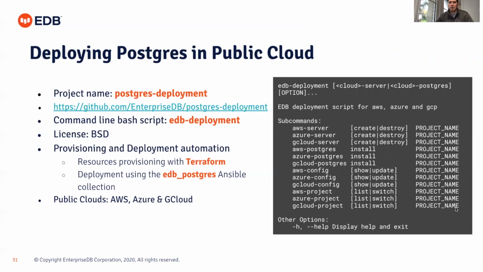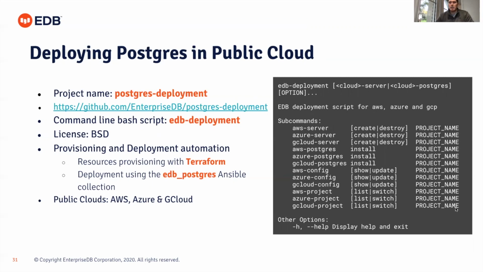Postgres deployment is an open source project hosted on GitHub. It provides a command line bash script named edb-deployment. This tool allows infrastructure provisioning in public cloud, and it allows also to deploy Postgres instances and its component on the provisioned infrastructure.